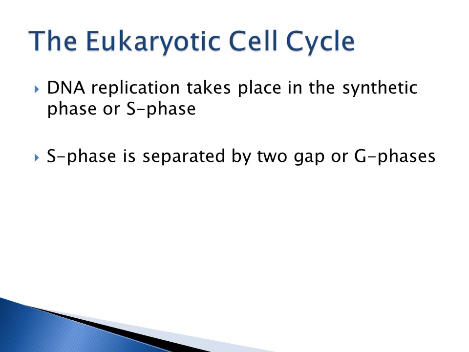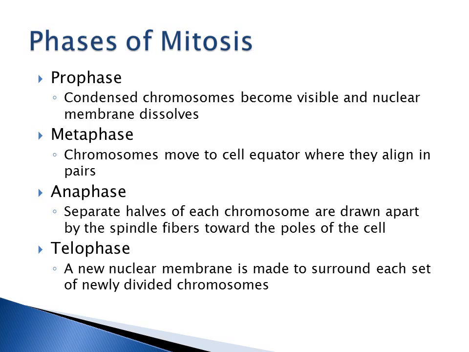The process of DNA replication takes place in the S phase, or synthetic phase, of mitosis, and that S phase is separated by two gap or G phases. So you have your different phases of mitosis. You have prophase, where you have chromosome condensation. You have metaphase, where the chromosomes move to the middle of the cell and align. You have anaphase, where each chromosome is then separated. And you have telophase, where you have your nuclear membrane surrounding each set of the newly divided chromosomes.